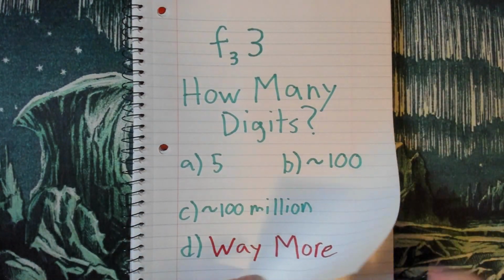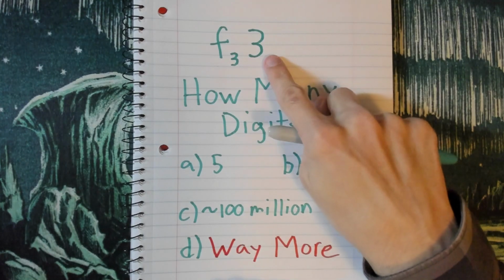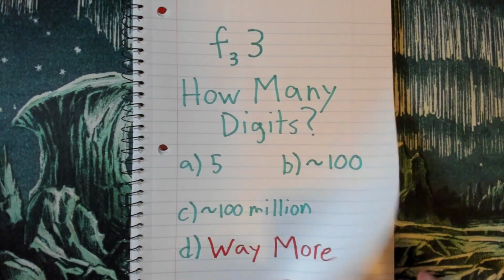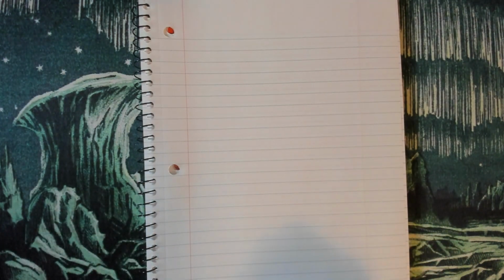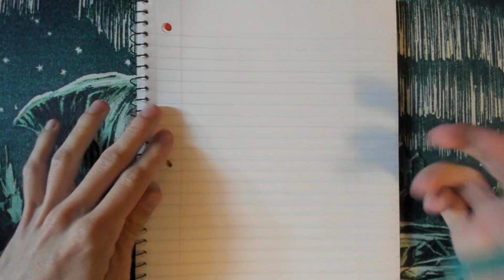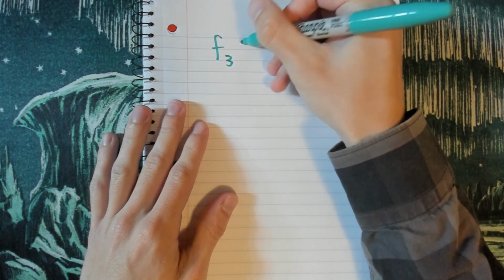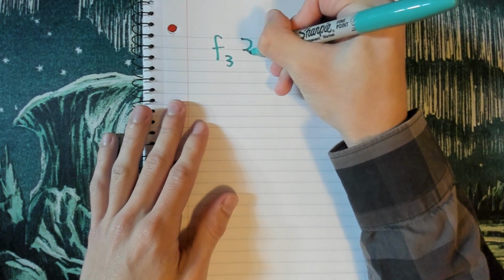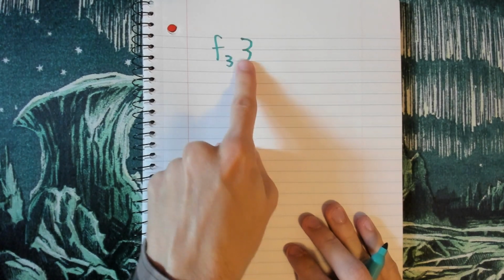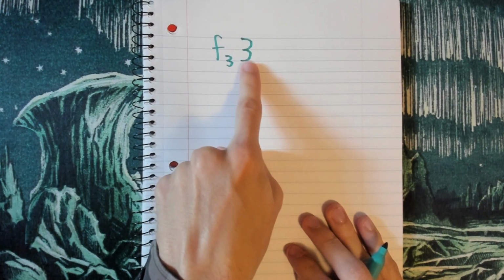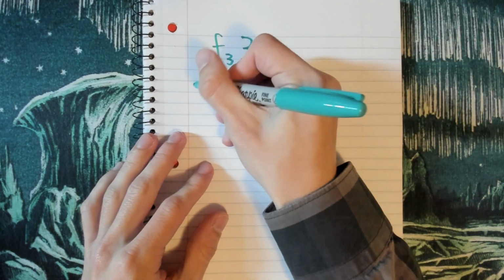Hello and welcome. So we have this function applied to 3, and the question is how many digits approximately do we have here? Well, let me explain what this f3 is. So f3, we want it to be a strictly increasing function, and so the input here is a 3. So this 3 here is going to tell us how many times to repeat the function.